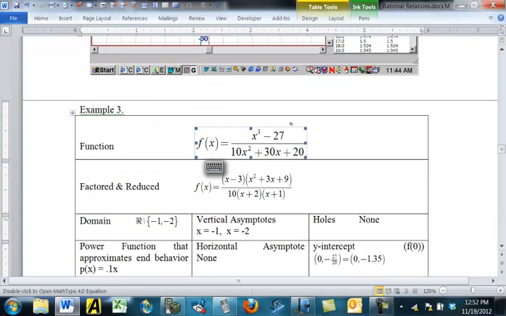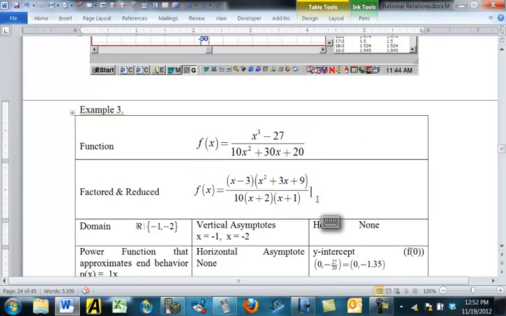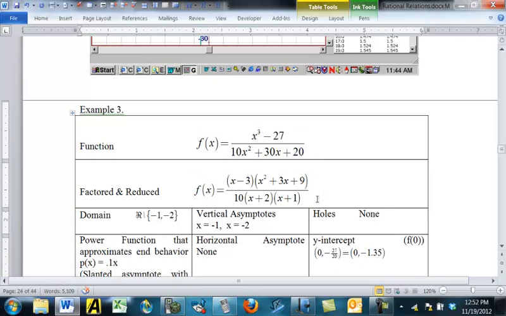Let's look at another example here. Okay, x cubed minus 27 over 10x squared plus 30x plus 20. So here we factor the top as a difference of 2 cubes, x minus 3 times x squared plus 3x plus 9. Here I'm just factoring over the integers, and the bottom is 10 times x plus 2 times x plus 1. This x squared plus 3x plus 9 has 2 non-real roots, which are actually the 2 non-real cube roots of 27. The real cube root of 27 is just 3.